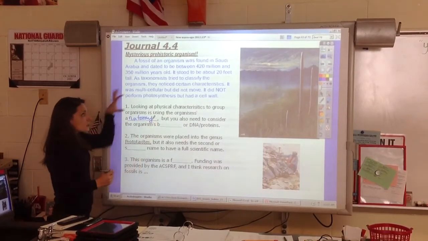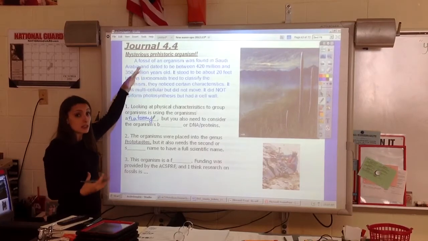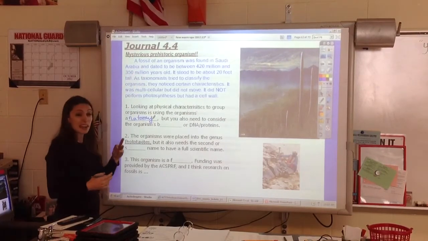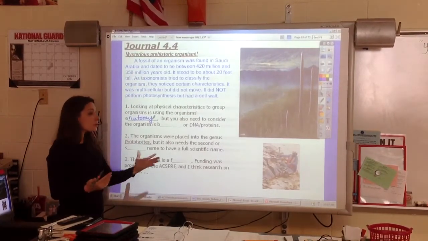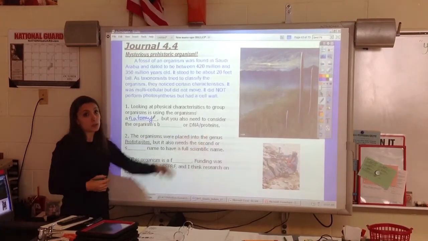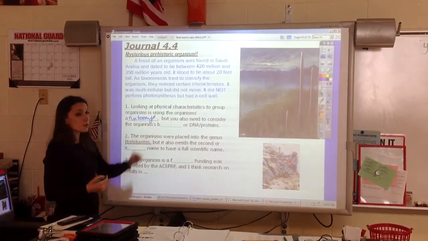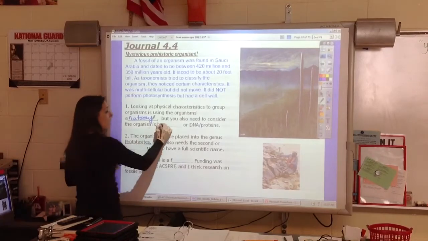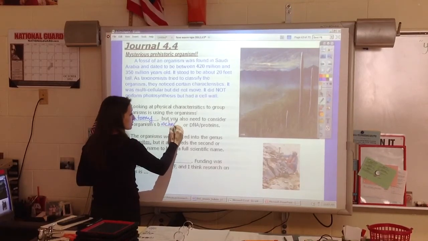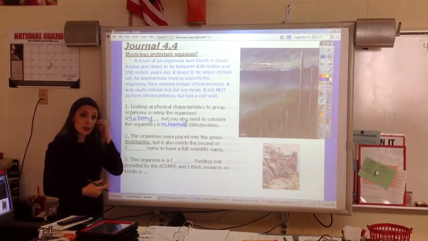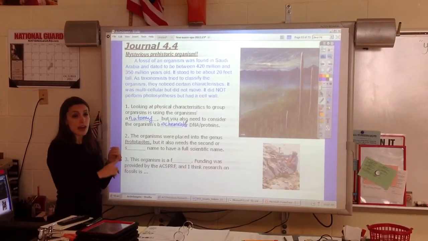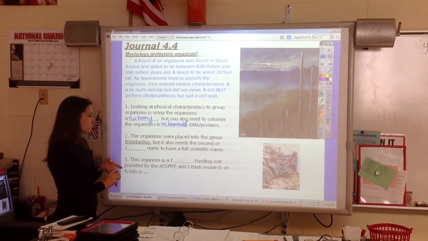Their physical characteristics, and we actually know this as anatomy. But we don't always just want to look at the physical appearance. Sometimes we want to go back and look at like the genotype, so the DNA or perhaps the proteins. And this is called the organism's biochemicals. So these are two of the three categories that we looked at in Unit 4: anatomy, biochemistry, and physiology.